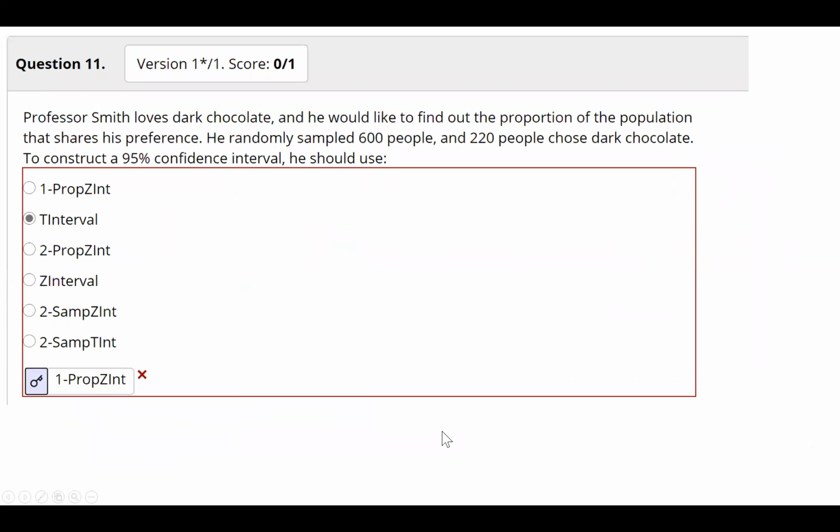And so question 11, some students had some trouble with that, so I decided I should give you that one here. So Professor Smith loves dark chocolate. He is like me. And he would like to find out the proportion of the population that shares his preference. So he randomly selects 600 people. 221 people choose dark chocolate already. And he wants to construct a 95% confidence interval.